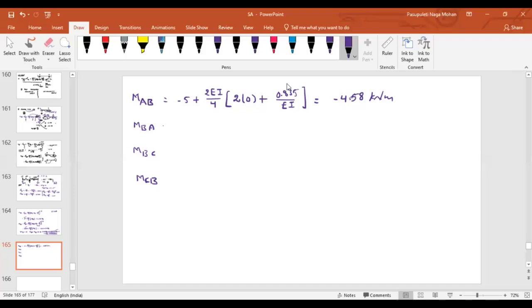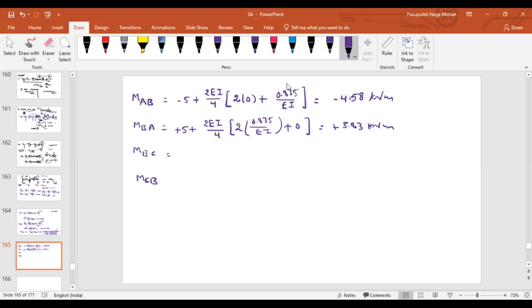Similarly, at B towards A, what is the fixed end moment at B towards A? Plus 5 plus 2EI by what is the length of the beam? 4. 2 times of what is the near end here? Theta B. What is the theta B value? 0.835 by EI plus far end rotation A. What is the far end rotation? 0. Similarly, tell me how much you are getting. Then 5.835. 5.83 kilonewton meter.